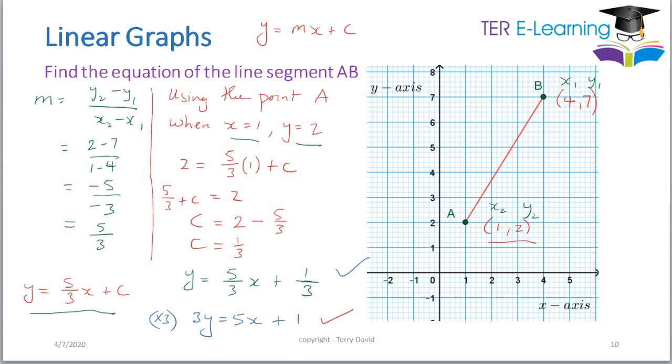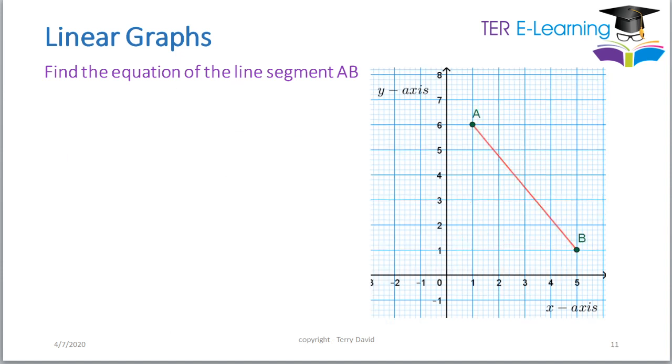So let's do another question where they're going to ask us to find the equation of a line segment. We don't know what the y-intercept is, but we need to work out the equation of the line segment. We're going to go through the same process again. Before I can even work out the equation, I need to know what my gradient is. So to work out my gradient, I need to know the coordinates of A and B.